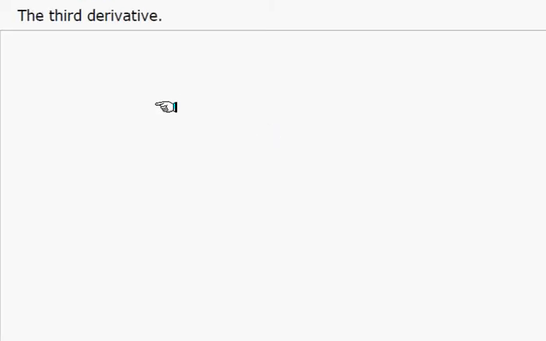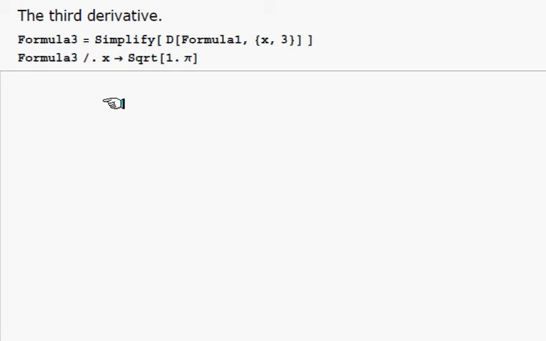So let's take a look at an example where you have to take the derivative multiple times. If you want to differentiate the same function three times, here's how you do it. I take Formula 1 again. This time I'm differentiating, but not just x. If you put this 3 in parentheses, it's going to differentiate Formula 1 three times. That's the same as doing this over and over.